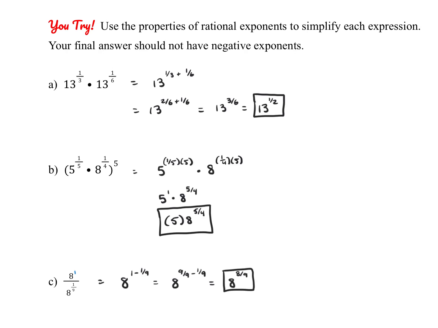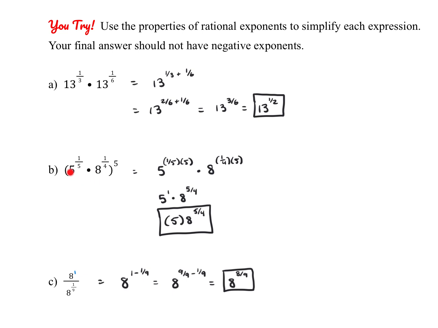All right, check your answers real quick. So here the bases are the same, so I can use my product property and add up the exponents. I do need to rewrite 1/3 as 2/6, so I can add up the two exponents. And we get 13 to the 3/6, which is 13 to the 1/2. So if you have a fraction that can be simplified, we should do that.